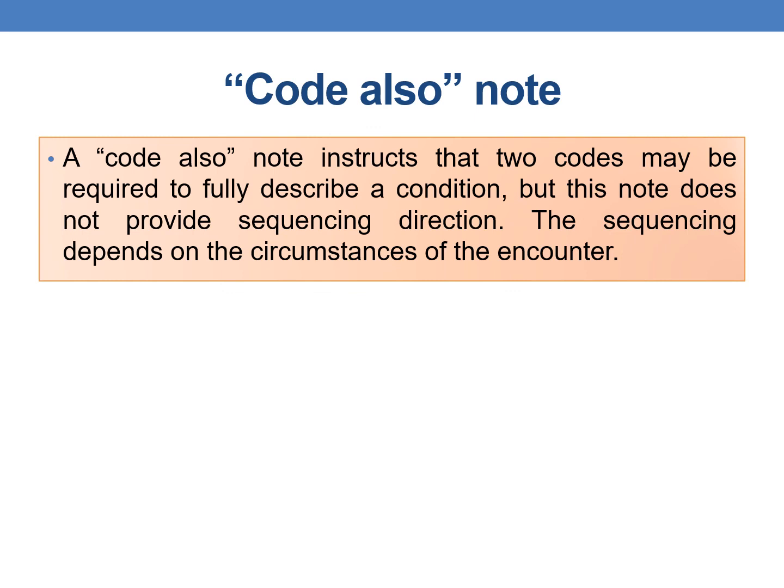Coming to the next convention, code also note. A code also note instructs that 2 codes may be required to fully describe a condition. But this note does not provide sequencing direction. Code also does not provide sequencing direction, whereas code first will provide the sequencing direction. The sequencing depends on the circumstance of the encounter in case of code also. The code also note instructs 2 codes may be required to fully describe a condition.